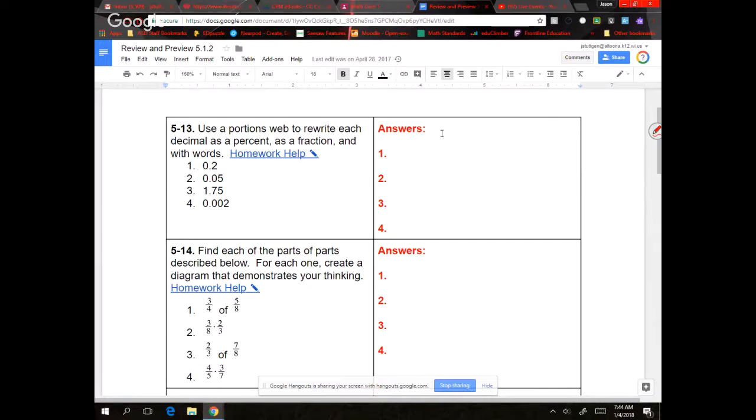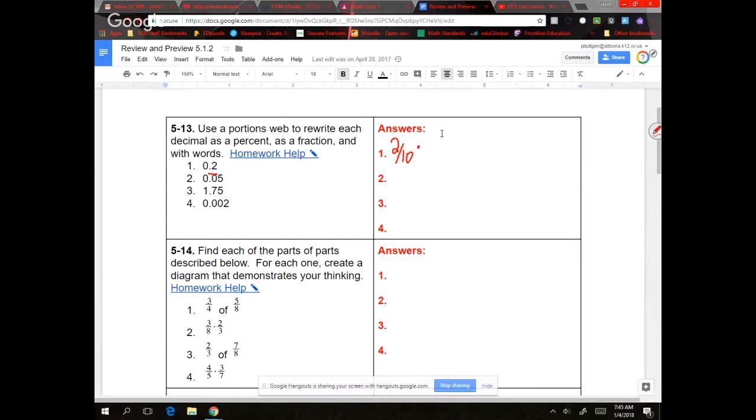So you can see this first one here is 0.2. If you can read that correctly, you should be able to write it as a fraction, no problem. That 0.2 is also known as 2/10. If you read it like that, 2/10, that tells you what the fraction should be. Okay? And again, a percent is really easy if it's out of 100.